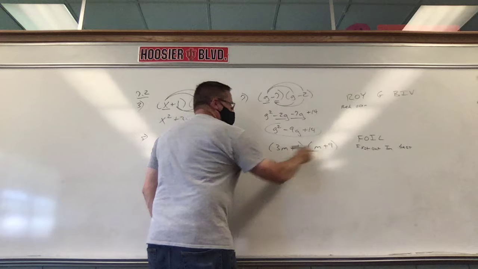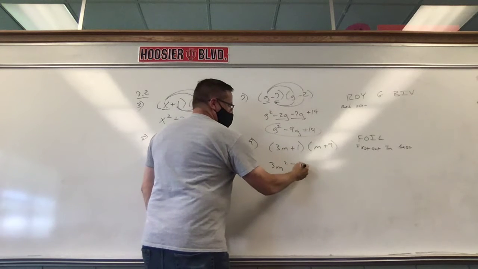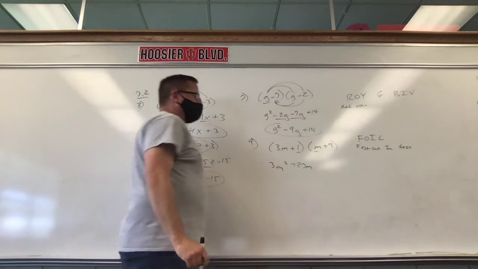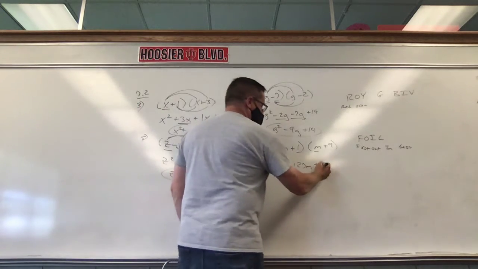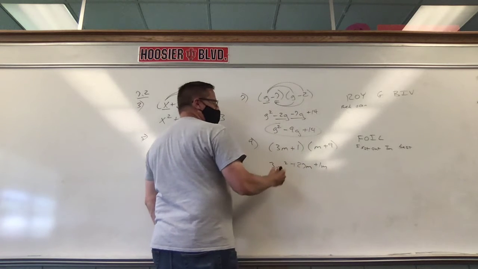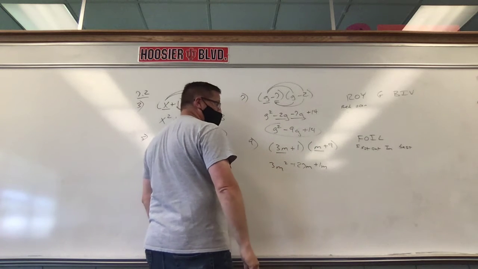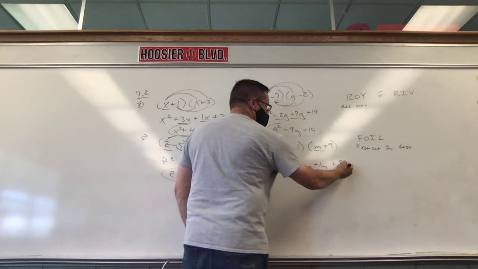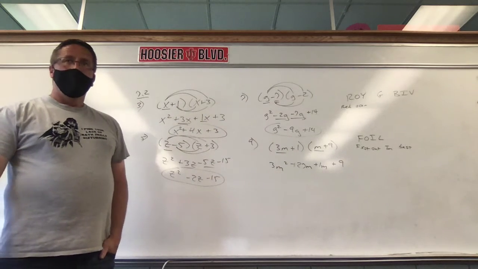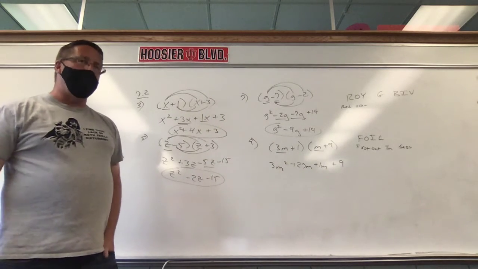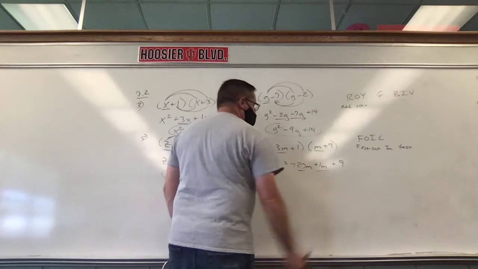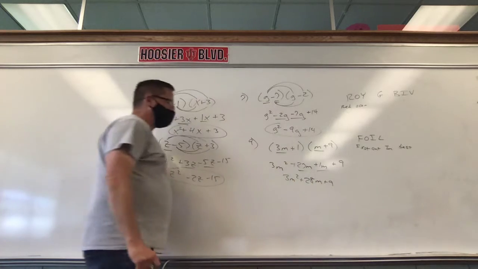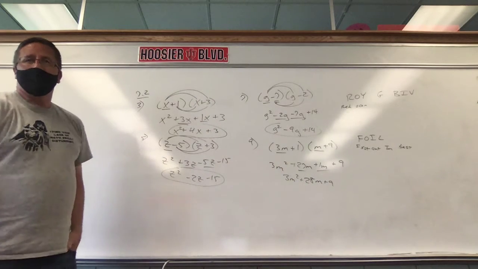So times the outers. What's 9 times 3m? 27m. Times the inner ones. What's 1 times m? 1m. What were the first terms again? 3m and m. So what are the last terms? 1 and 9, times them. Don't add them. We're not doing anything different, we're just using the term FOIL. Put together 27m and 1m, we have 28m. First, outside, inside, last. We've been FOILing here, I just didn't use the word yet.